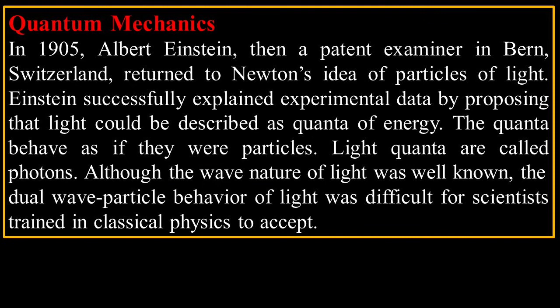In 1905, Albert Einstein, then a patent examiner in Bern, Switzerland, returned to Newton's idea of particles of light. Einstein successfully explained experimental data by proposing that light could be described as quanta of energy. The quanta behave as if they were particles, light quanta, also called photons. Although the wave nature of light was well known, the dual wave-particle behavior of light was difficult for scientists trained in classical physics to accept.